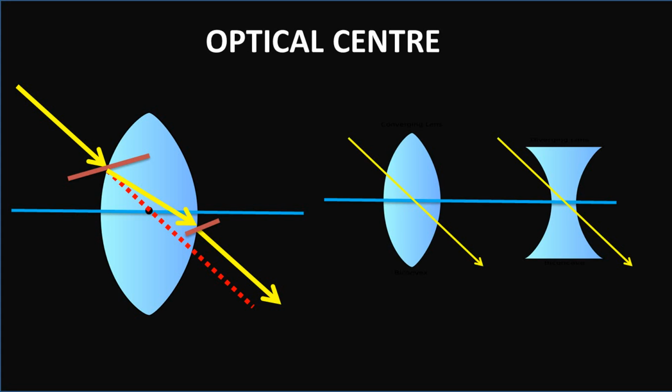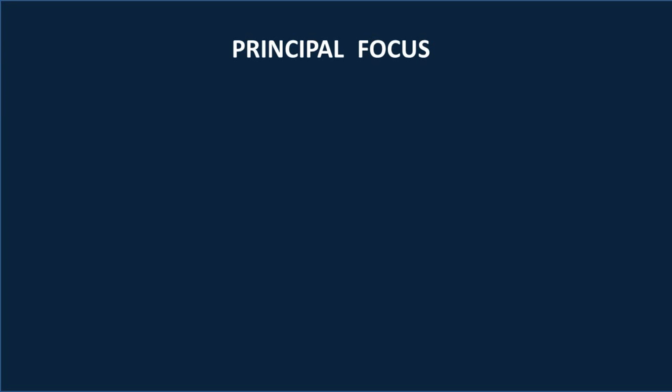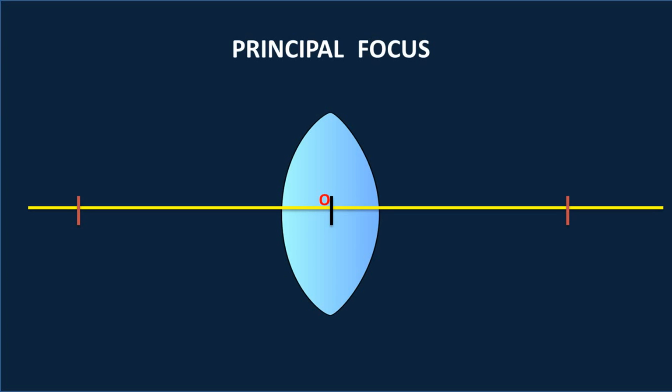Now number 5, principal focus or principal foci. A ray of light can enter a lens from either side. Therefore, a lens has two principal foci on either side of the lens.